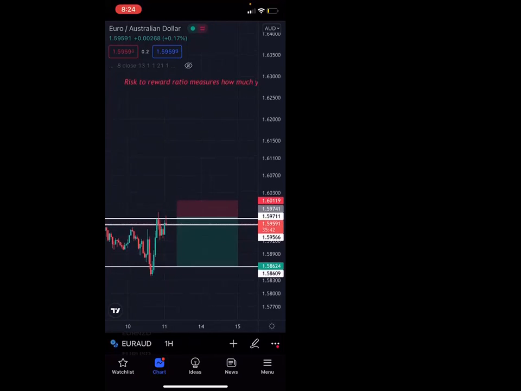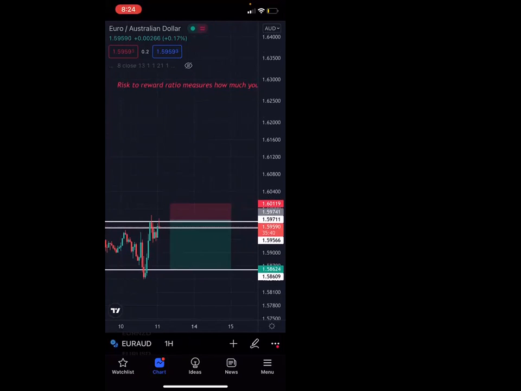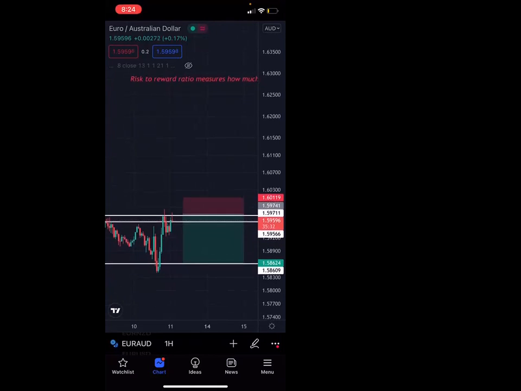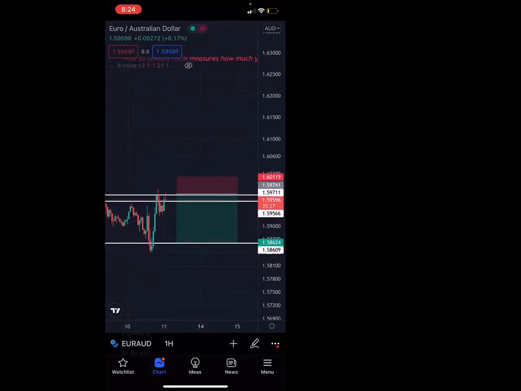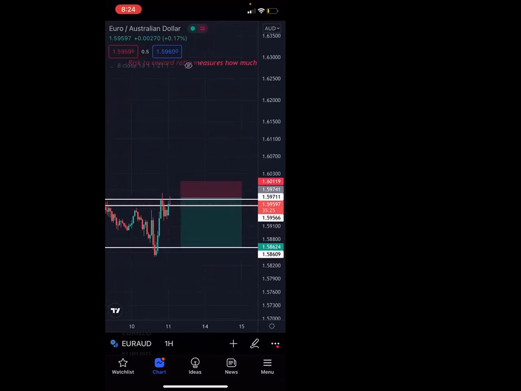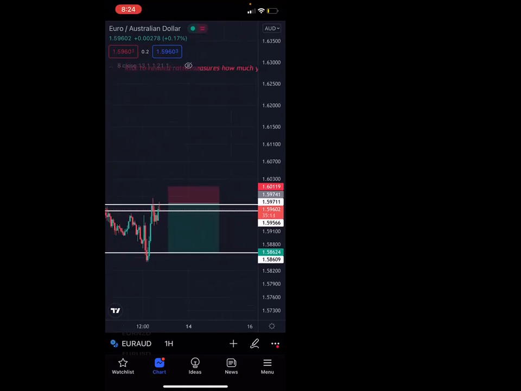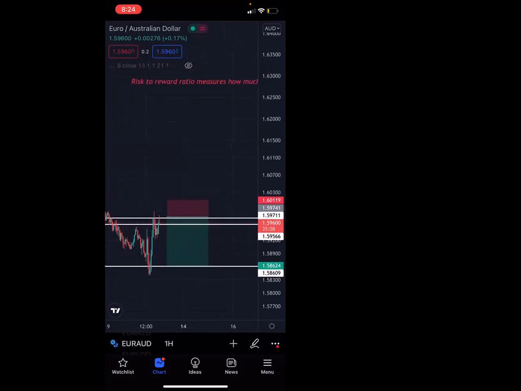And beginners always want to use a 2-to-1 risk to reward ratio. Why? Because you want to have a spacious stop loss and a modest target. You don't want to have a large target like that because it's not always going to hit that target. It might come down to the middle of it and then shoot right back up to your stop loss. So you want to have a low target and a spacious stop loss. So yeah, that's basically what risk to reward ratio is.